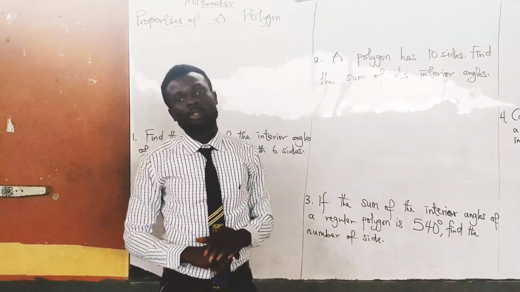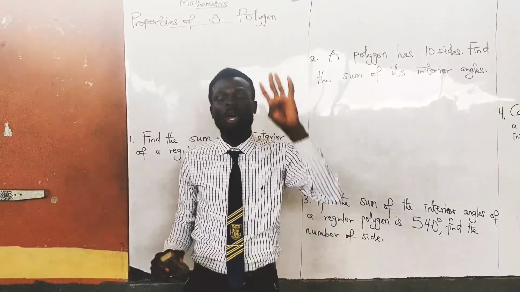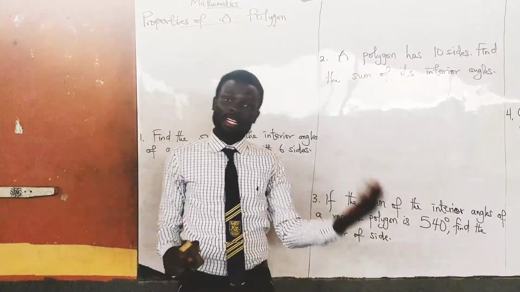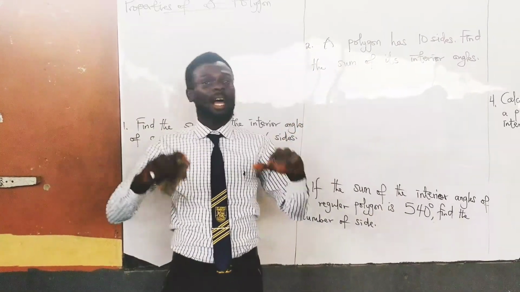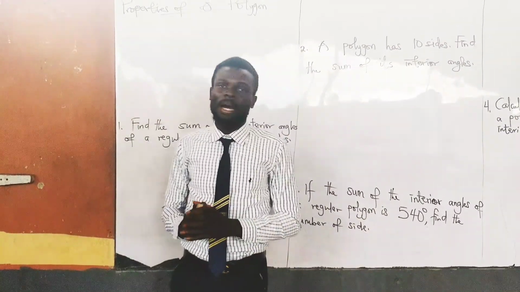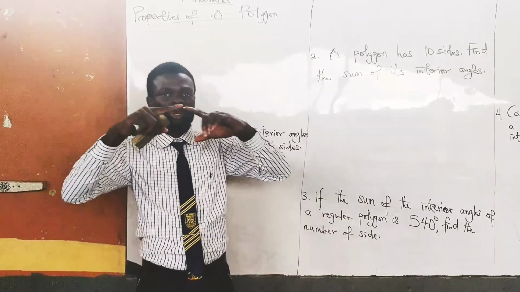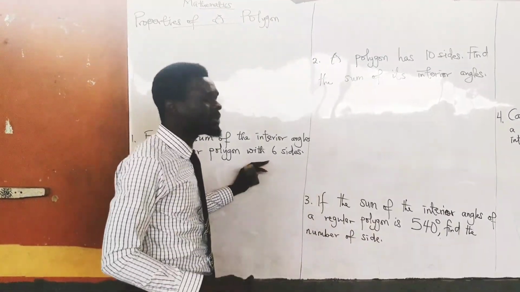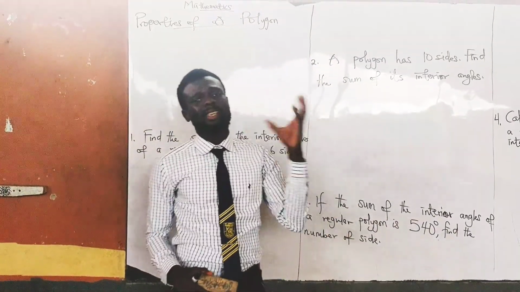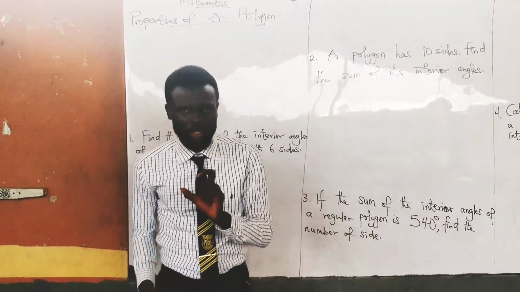Polygons are also grouped as quadrilaterals because they are 4-sided figures. We have pentagon, hexagon, nonagon, decagon. They are grouped according to their number of sides. So this is a polygon. They are shapes that are closed with straight lines. Today we want to look at how to calculate the sum of the interior angles of a polygon.